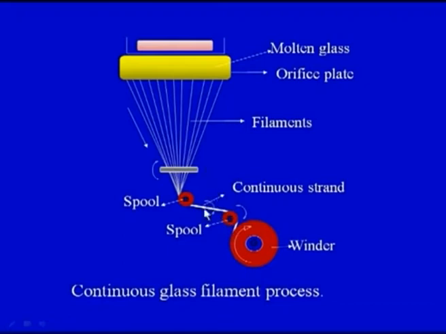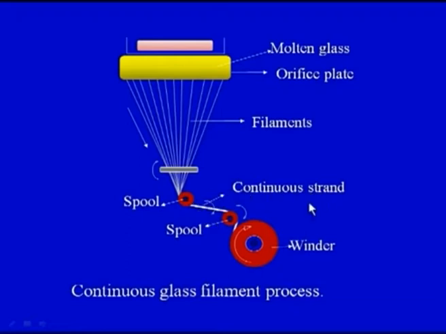Here you can see a continuous strand of filaments coming from here. This is the strand. We can see the diameter of the strand is more than the individual filament. So, a number of filaments which are coming down from the orifice plate have been combined together at this spool into the form of a continuous strand.